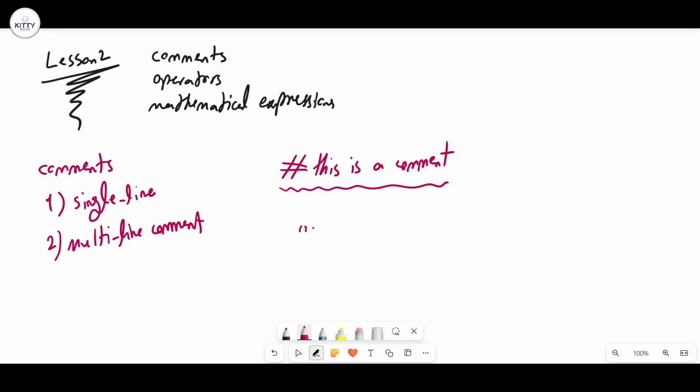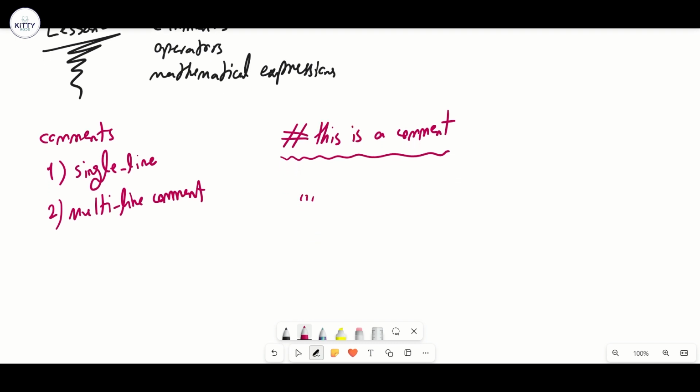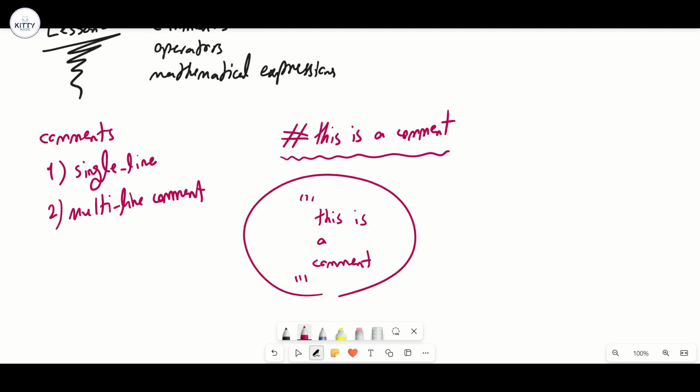Now let's talk about multi-line comments. So first you have to write 3 single quotes and then your comment. This is a comment. And then 3 single quotes after. So this one is multi-line comment and the first one is single line comment. They don't affect your code. They're just comments.